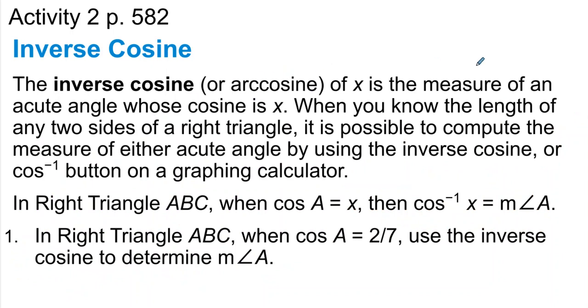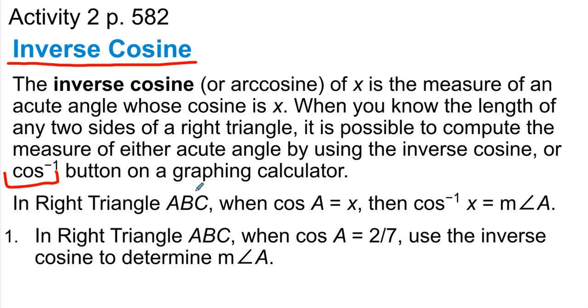Moving on, we are now learning about inverse cosine. And as with inverse tangent and inverse sine, inverse cosine is for solving for unknown angles. So the inverse cosine or arc cosine of x is the measure of an acute angle whose cosine is x. When you know the length of any two sides of a right triangle, it is possible to compute the measure of either acute angle by using the inverse cosine or cosine to the -1 button on a graphing calculator.